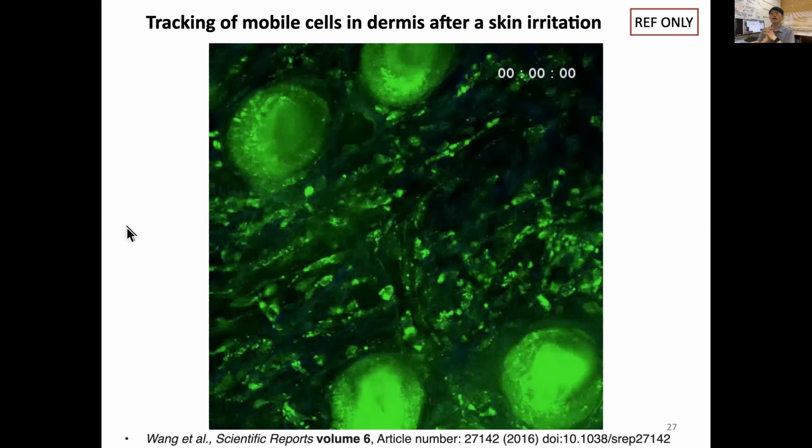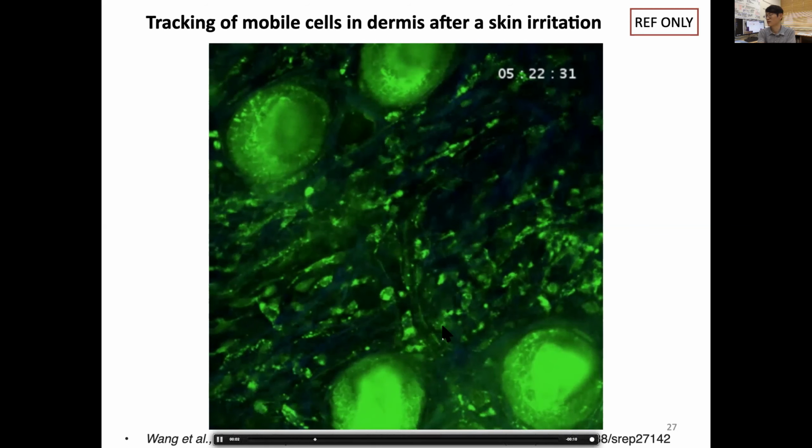At the start, I want to show you a very interesting movie again for tracking of mobile cells, which are immune cells here in the dermis, which is underneath the skin after skin irritation. What you can see over here, these big round ones, are hair follicles. Outside is a tissue containing blood vessels and connective tissues. What I want you to focus on, for this 25 minutes in a little faster movement, is how hard and how diligently our immune systems and cells are working. So let's take a look.